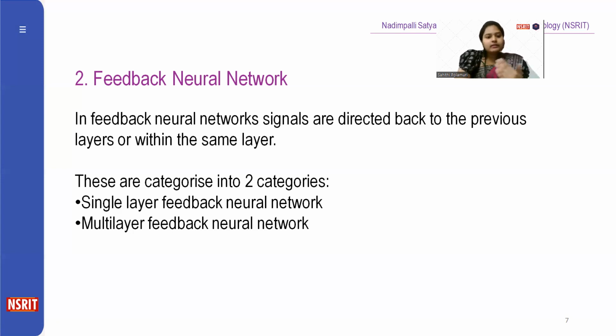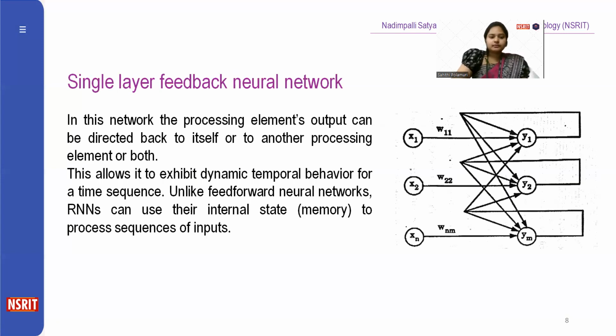Okay, so again these feedback neural networks are categorized into two categories: single layer feedback neural network and multi-layer feedback neural network. So coming to single layer feedback neural network, this is the diagram of single layer feedback neural network. Again, single layer, right? So that is why we will be having only one input layer and one output layer. As this is a single layer, there will not be any hidden layers in between these layers.